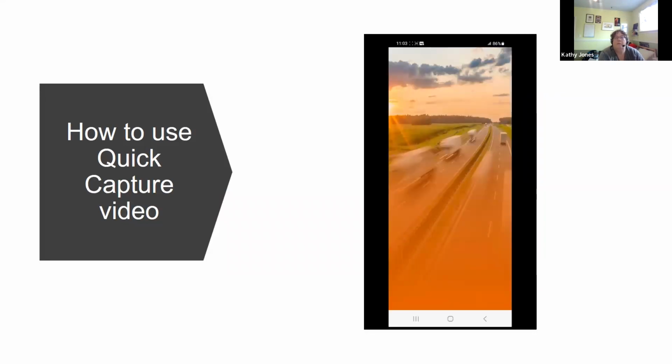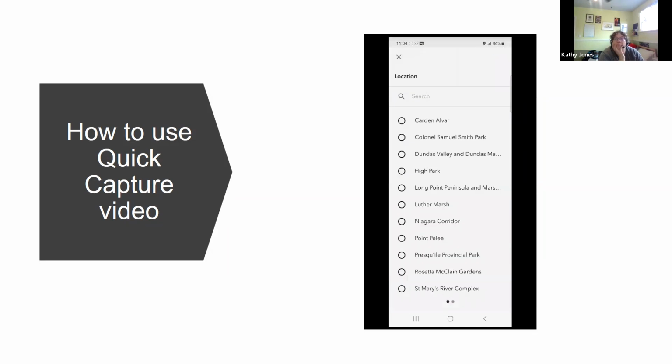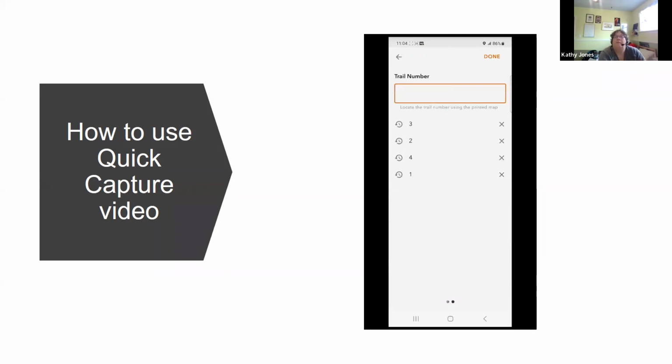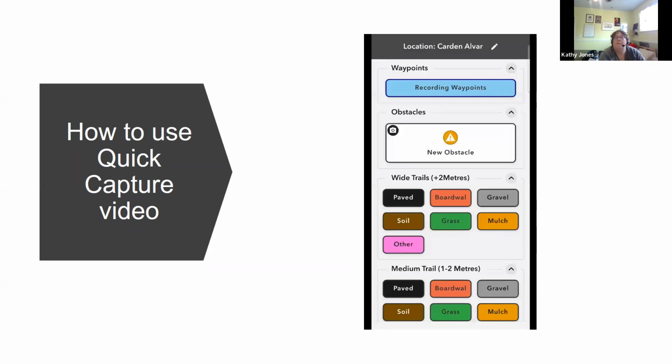If you have not done so already, sign in using the credentials provided. Open Quick Capture by selecting this box. You are in Cardin Alvar, select that option, and you will survey trail number 5. Then select Done. Check that the location you enter is correct, Cardin Alvar.